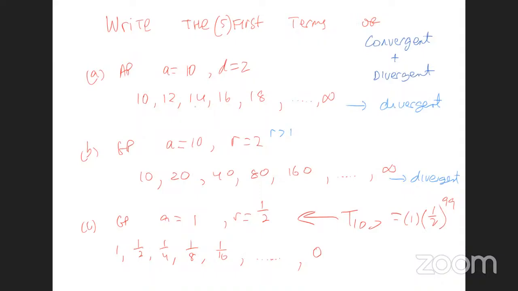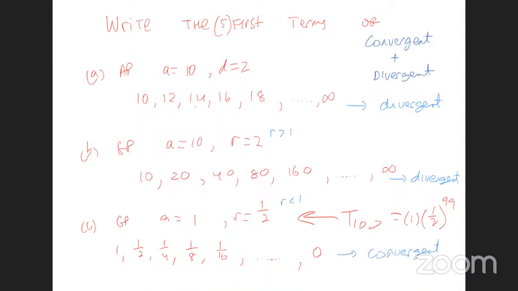That's okay, because it's going to infinity. But when R in a GP is less than 1, you would recognize that it's tending towards a particular value. So it's converging to a particular value.